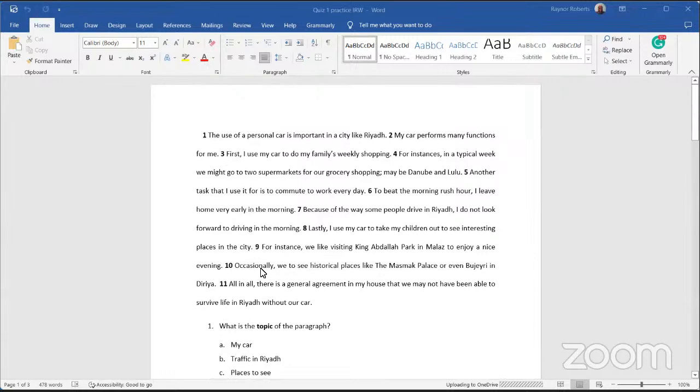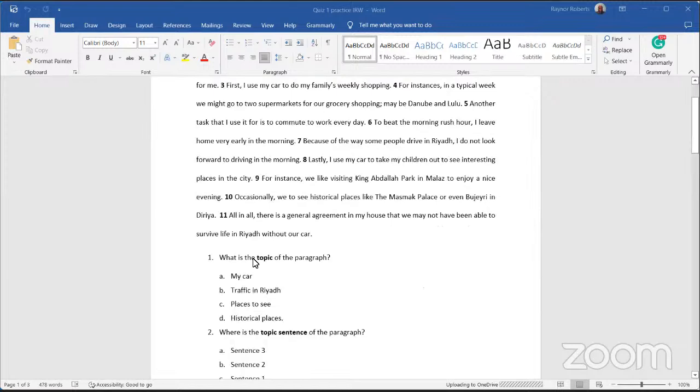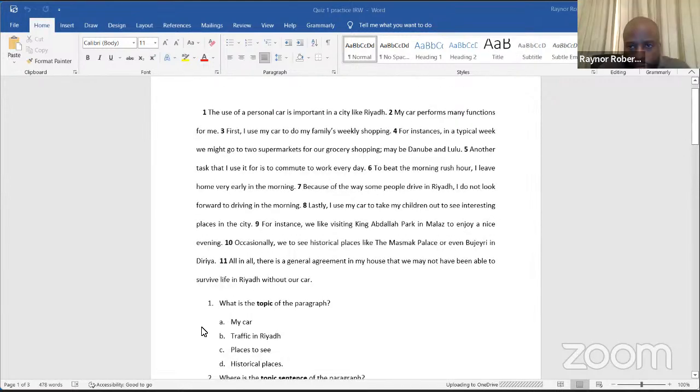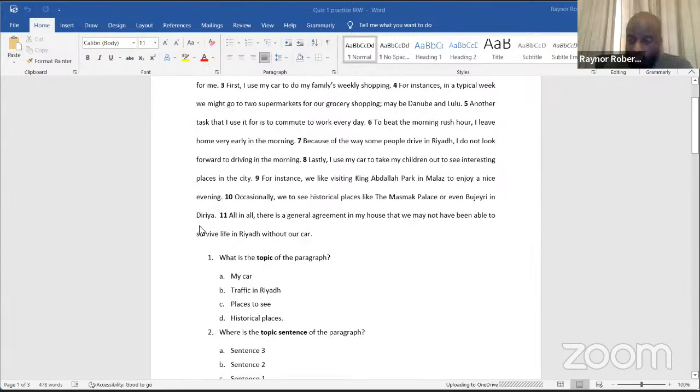So if the first question is what is the topic, you need to look at the topic sentence to figure out the topic. All right. The first sentence is the hook sentence, an interesting statement. Where's the topic sentence of the paragraph? We already answered that. We said sentence A, so that would be it.